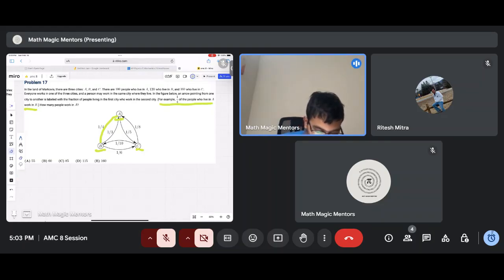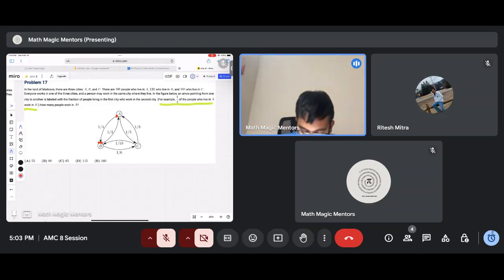To understand this, we can think of it like this. Where the arrowhead ends is the place where they work. You see the arrowhead ends here, so that means that they work at B, but then the tail of the arrow starts at A, so they live at A.